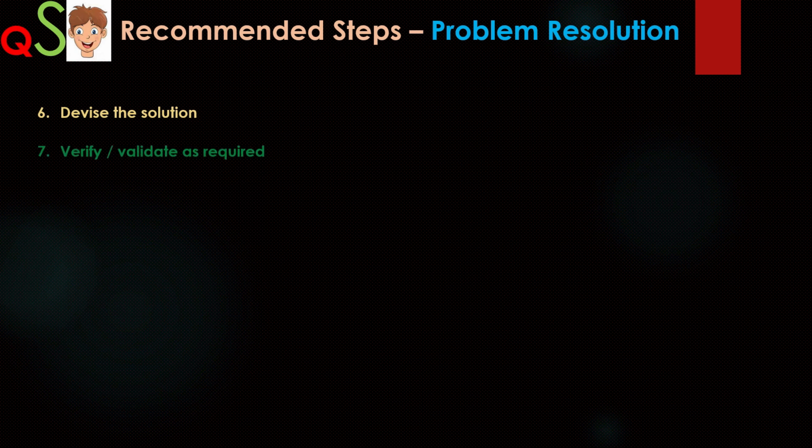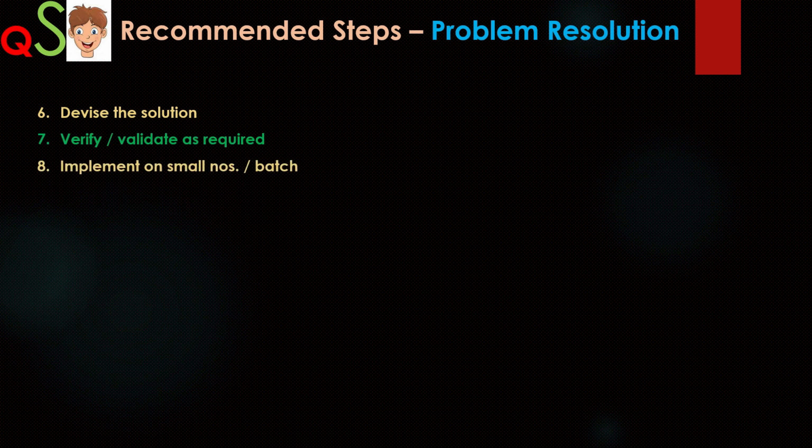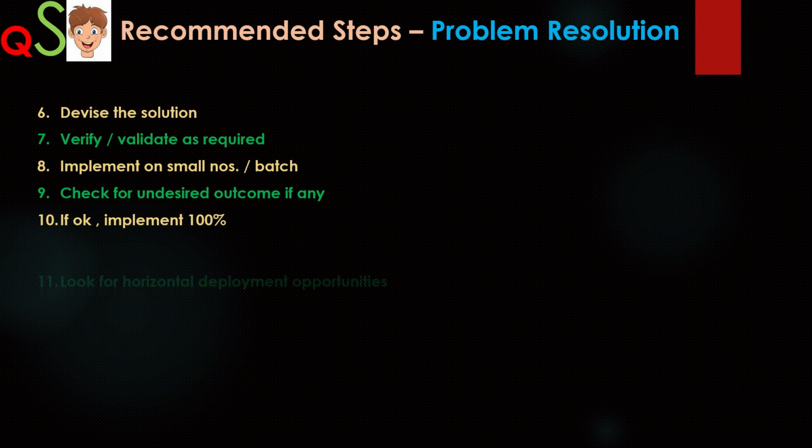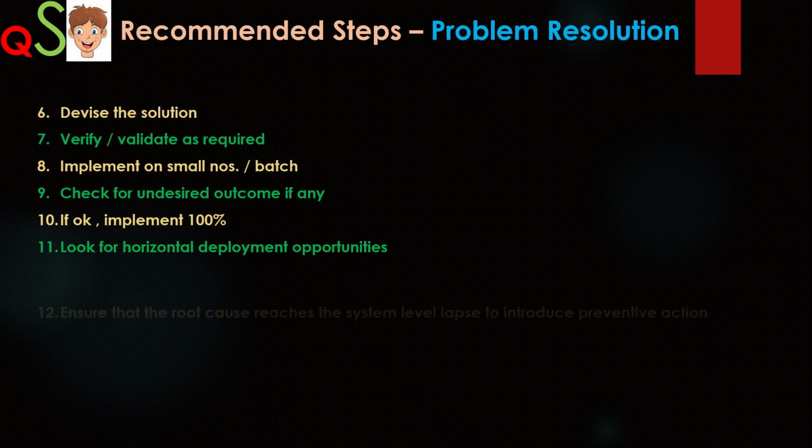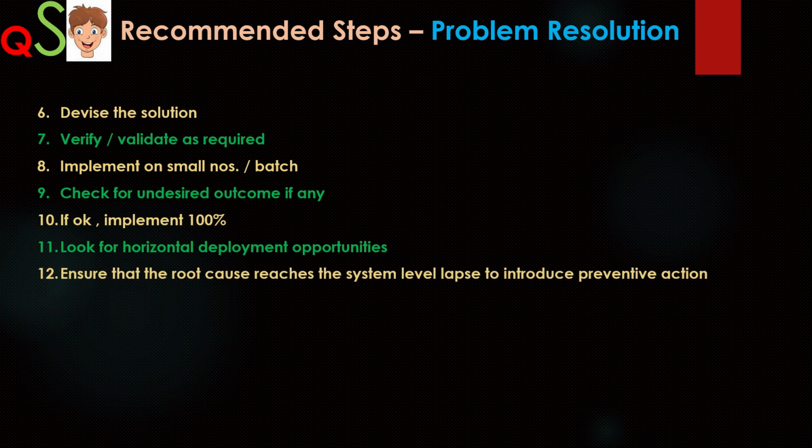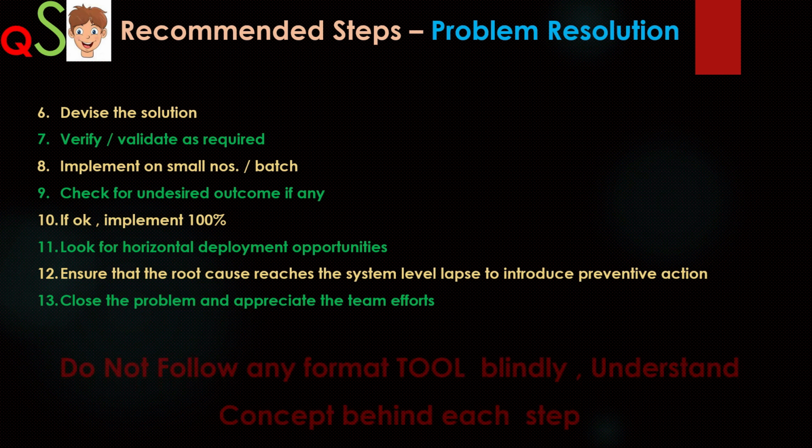Devise the solution, verify and validate the solution as required, implement on small numbers, a smaller batch, check for undesired outcomes if any, and if okay, implement 100%. Look for horizontal deployment opportunities. Ensure that the root cause reaches the system level to introduce preventive action. Close the problem and appreciate the team's efforts.